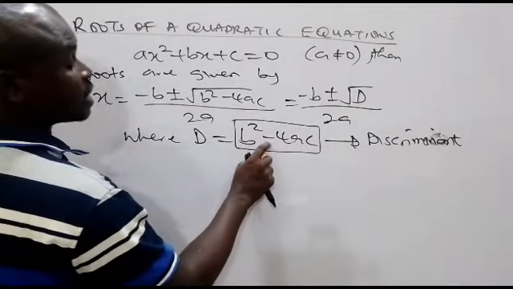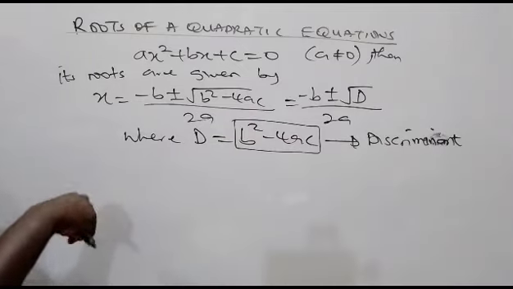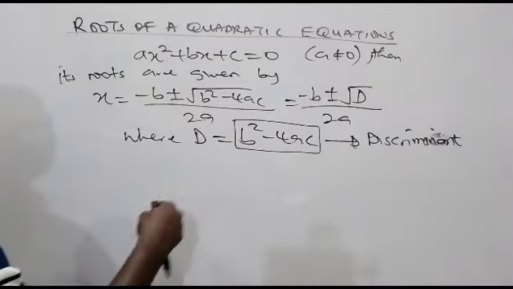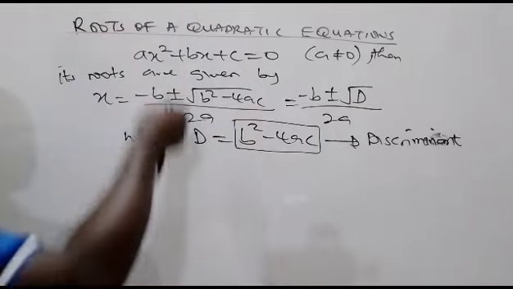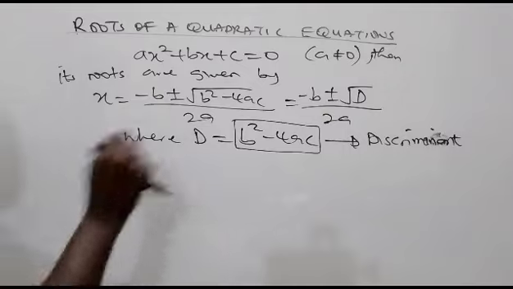The purpose of this discriminant is for us to be able to know the nature of the quadratic equation. That's why when you plot a quadratic graph, it's curve-like in nature, either upward or downward. It is this d that will tell us the nature of that quadratic equation. That will be the discussion for another day.